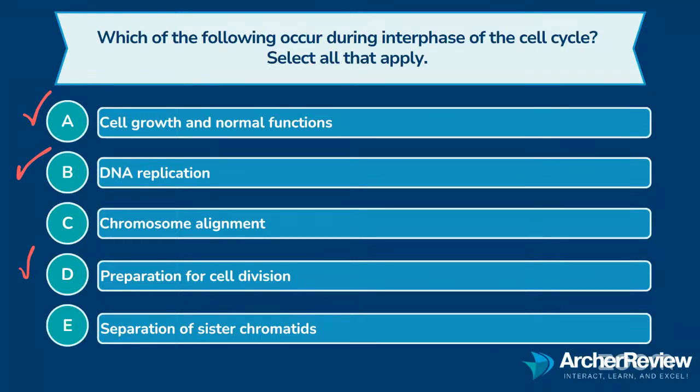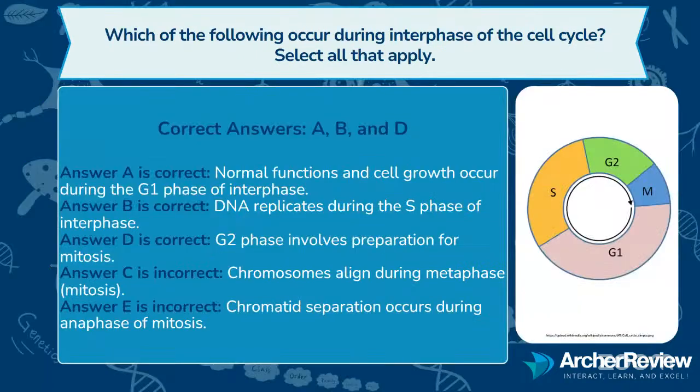Now we're going to go back to my other slide for a minute and talk about these. So normal growth and function occurs right here, and that is G1. And remember that interphase is this whole part of the life of the cell right here. That's all interphase. So that's normal functions, cell growth, and so on.